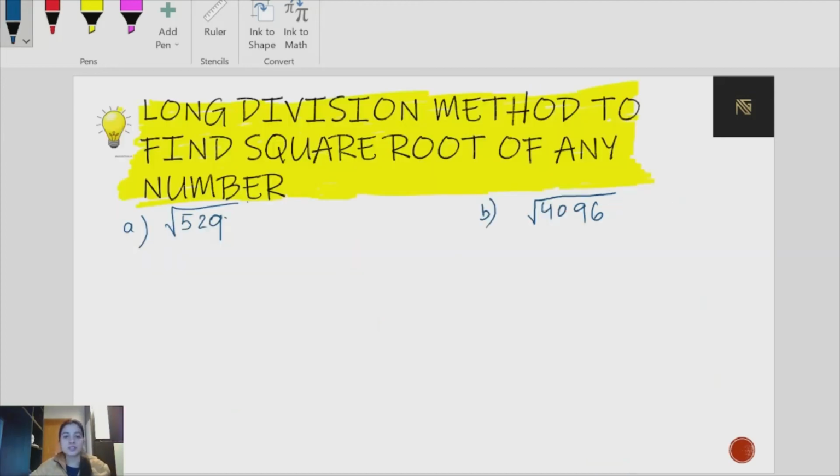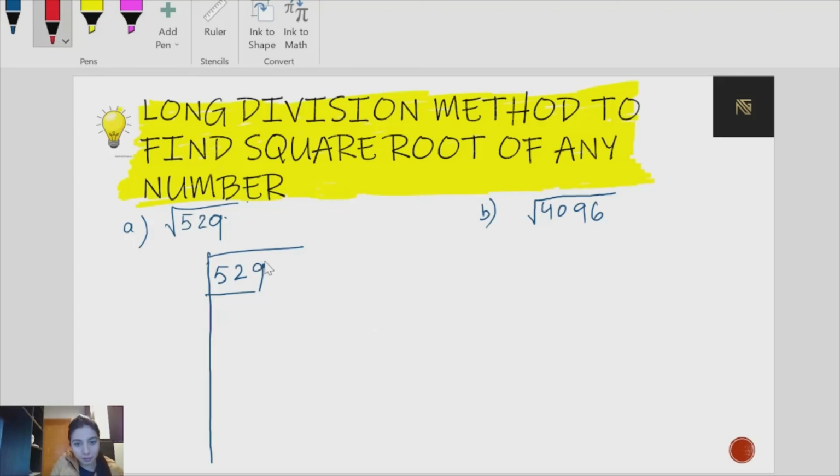And now we will discuss how to find square root of any number by long division method. So we are having 529. At first, we will make pair of numbers starting from the last digit of the given number. So from the last digit, if you make the pair, you will get the first pair, and 5 is alone. No problem, we will treat it alone only.